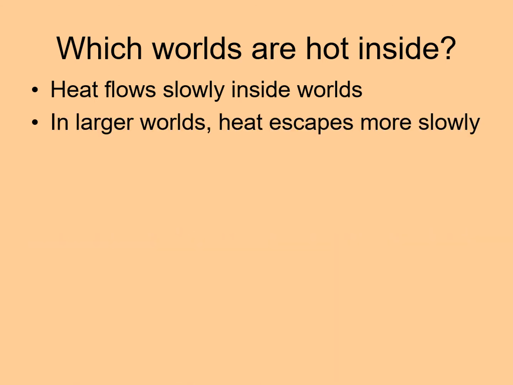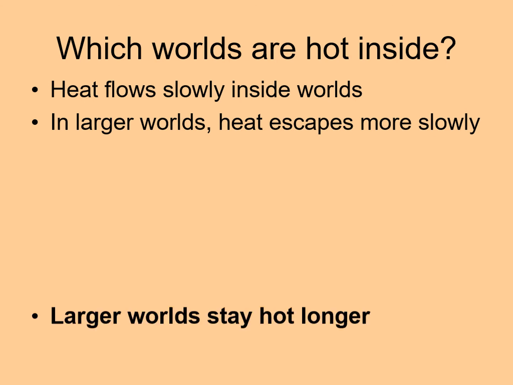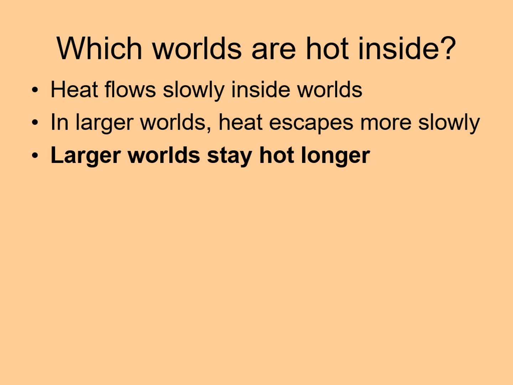If we compare 2 worlds with similar compositions but different sizes, like the Earth and the Moon, we notice that the Moon has only 1/4 the radius of the Earth. This means that in the time it takes a given amount of heat to flow from the core to the surface of the Moon, the same amount of heat will be just 1/4 of the way to the Earth's surface. So it takes a much shorter time for heat to escape from a small world, like the Moon, than from a large world, like the Earth. The effect of this is that larger worlds stay hot much longer than smaller worlds.